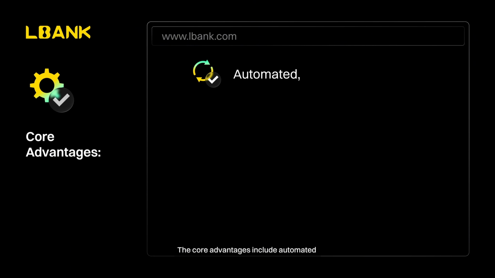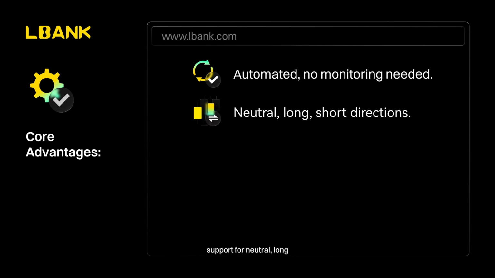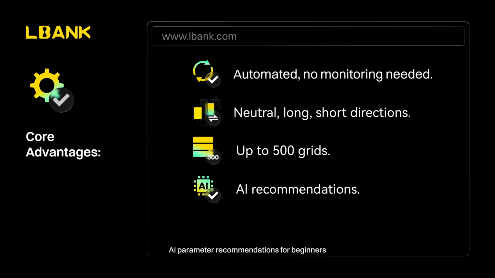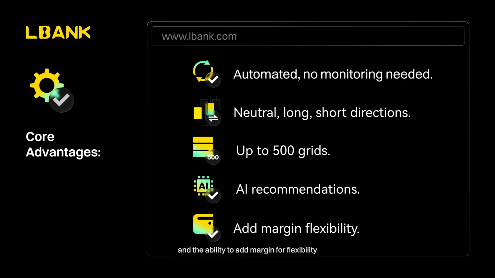The core advantages include automated operation without constant monitoring, support for neutral, long, and short directions, up to 500 grids, AI parameter recommendations for beginners, and the ability to add margin for flexibility.